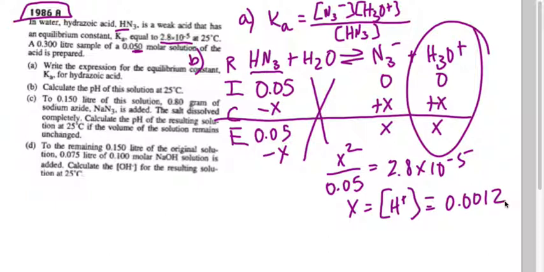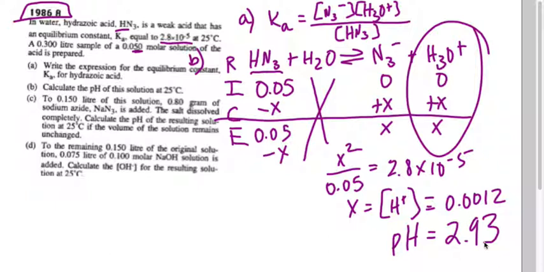0.001, 2 moles per liter. My pH then is 2.93. So we got that down. We got that down a couple units ago, right? All right. Now things start to get fun.